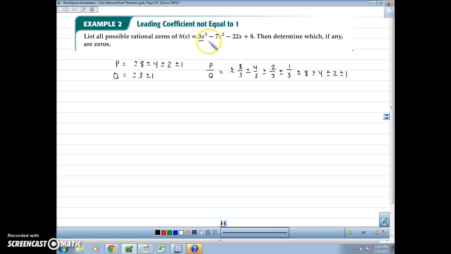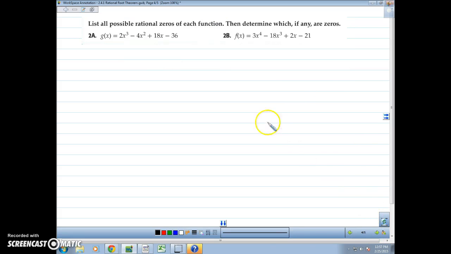positive and negative, to see which ones are actually zeros for this function. Again, always start with your easiest ones, and in class tomorrow I'll give you some hints to help you find them a little bit faster than having to go through and do this 16 different times. Okay? So for right now, I just want you to practice listing your possible rational zeros. You don't actually have to find which ones are zeros, just list the possible ones for A and B.